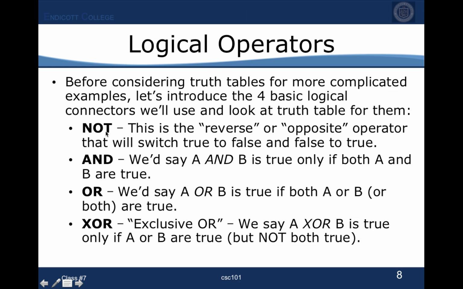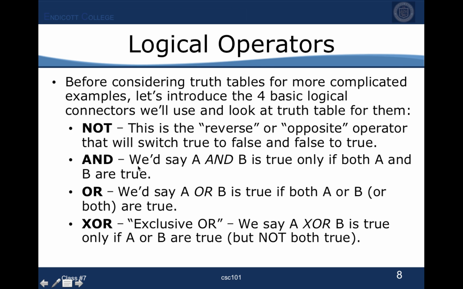So these are the four. Not just represents the reverse or the opposite operator that is going to take anything that's true and make it false, and anything that's false, it's going to make true. Think about this as being in the sequence of a circuit. If you throw a not into a circuit, it's going to switch it to the opposite of whatever it was. So if it was on, it's now off. If it was off, it's now on. If it was true, it's now false. If it's false, it's now true. So it's the opposite, which sometimes we might need to do.